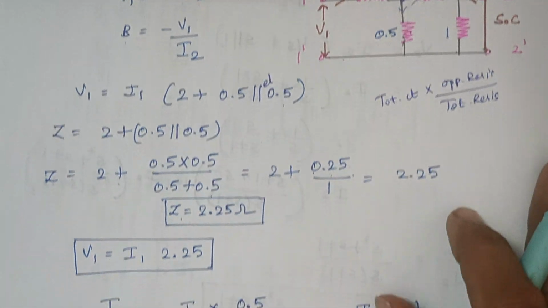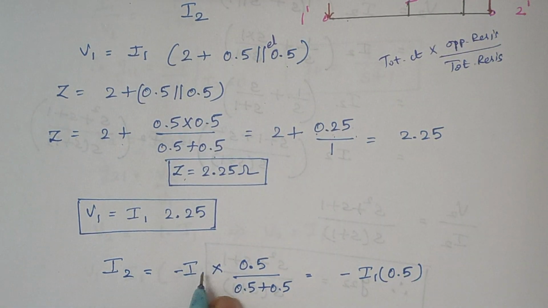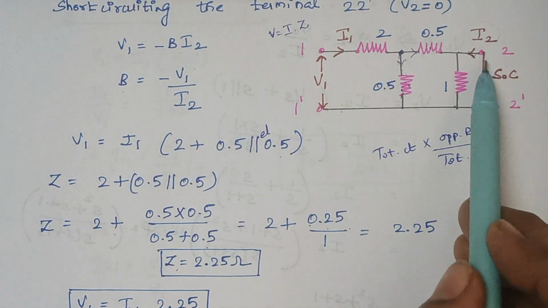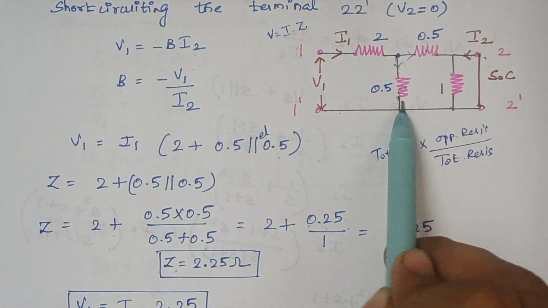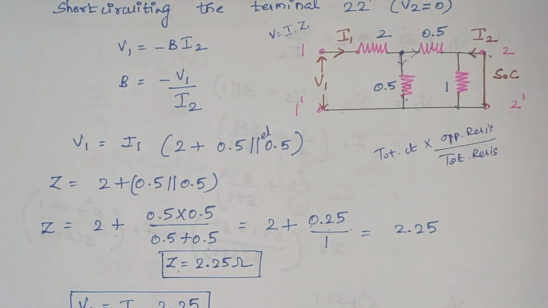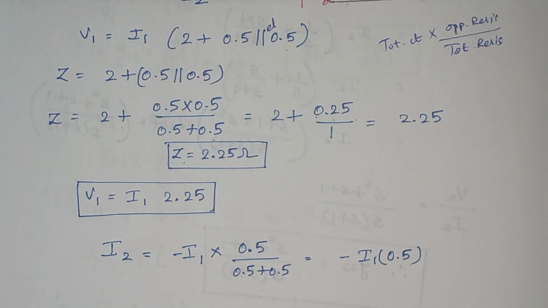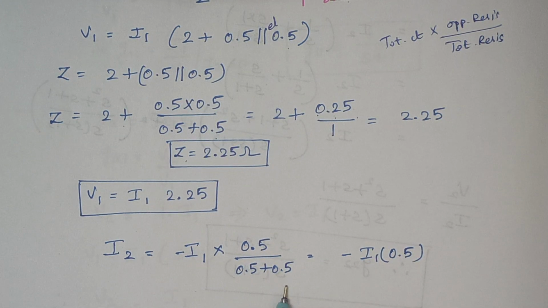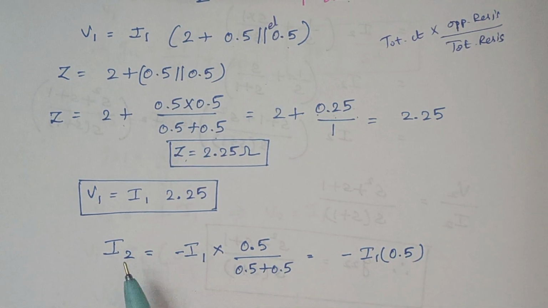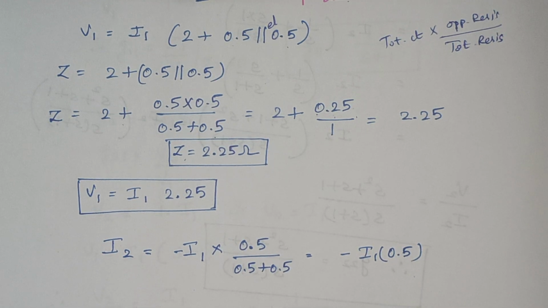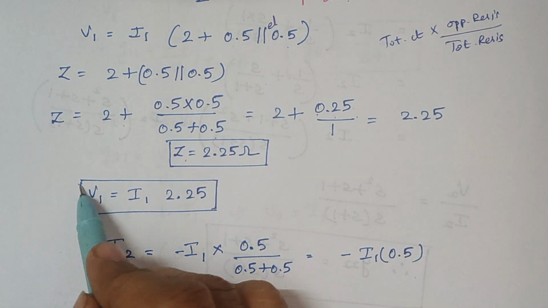Therefore, we write I2 is equal to minus I1 into the opposite resistance. What is the resistance that is opposite to I2? It is 0.5, divided by the total resistance, which is 0.5 plus 0.5. So I2 is given by minus I1 into 0.5 divided by 0.5 plus 0.5. Here 0.5 plus 0.5 gives 1. Therefore, I2 is given by minus I1 into 0.5. So now we have calculated the value of I2 and we know the value of V1.